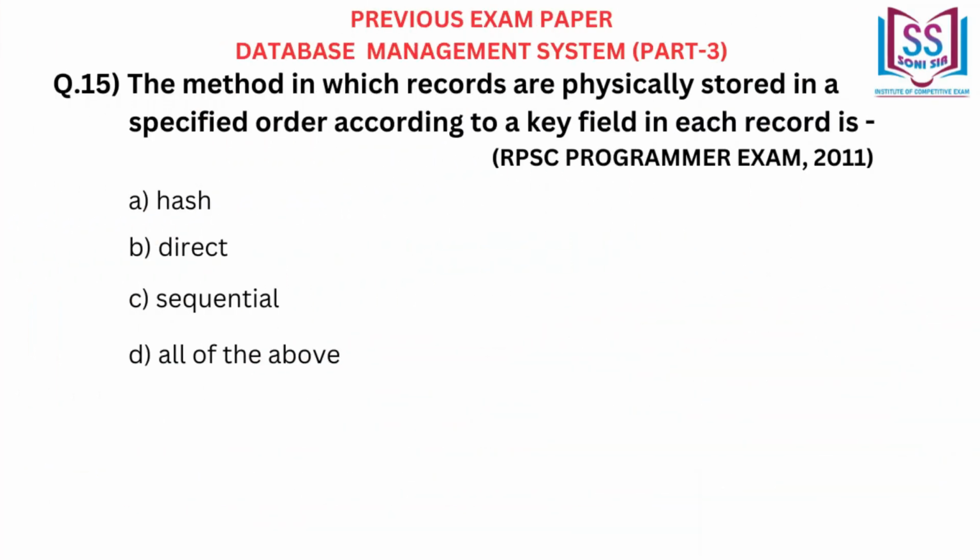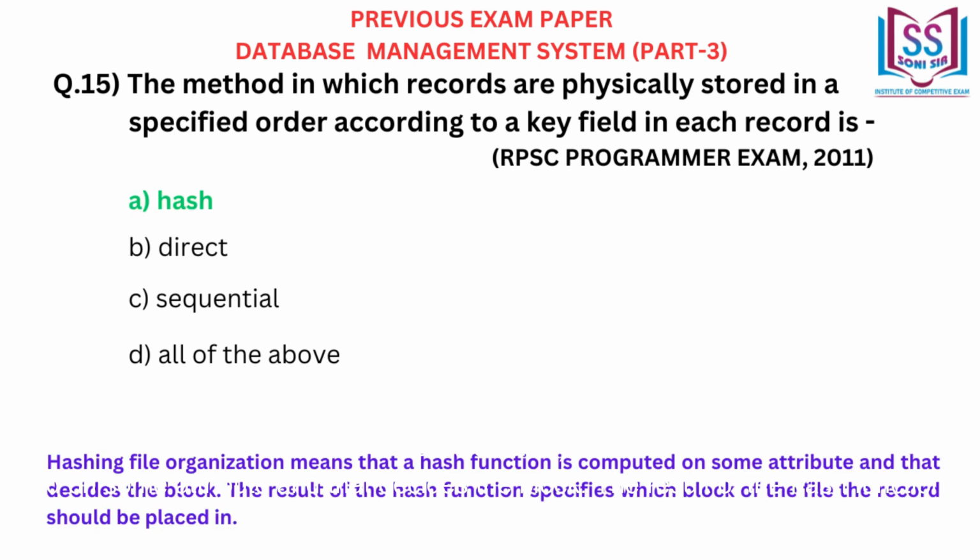The method in which records are physically stored in a specified order according to a key field in each record is A. Hash. B. Direct. C. Sequential. D. All of the above. Correct answer A. Hash. Hashing file organization means that a hash function is computed on some attribute and that decides the block. The result of the hash function specifies which block of the file the record should be placed in.